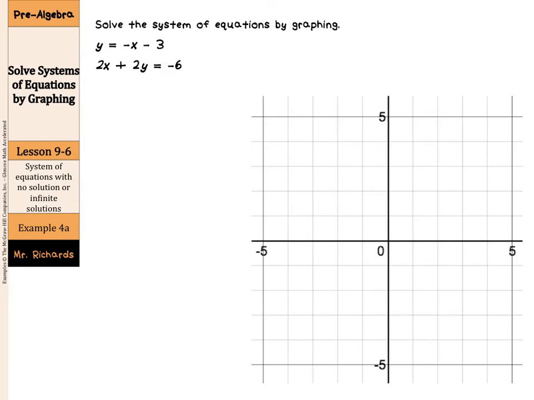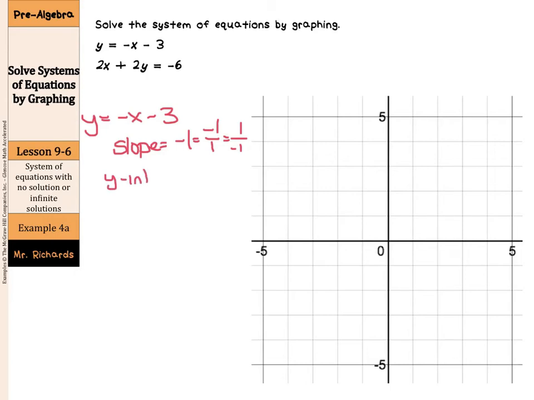In my fourth example, solve the systems of equations by graphing. We have y equals negative x minus 3, and we have 2x plus 2y equals negative 6. Well, I can graph this first one without too much of a problem. y equals negative x minus 3. We have a slope that is negative 1, which is the same thing as both negative 1 over 1 and 1 over negative 1.